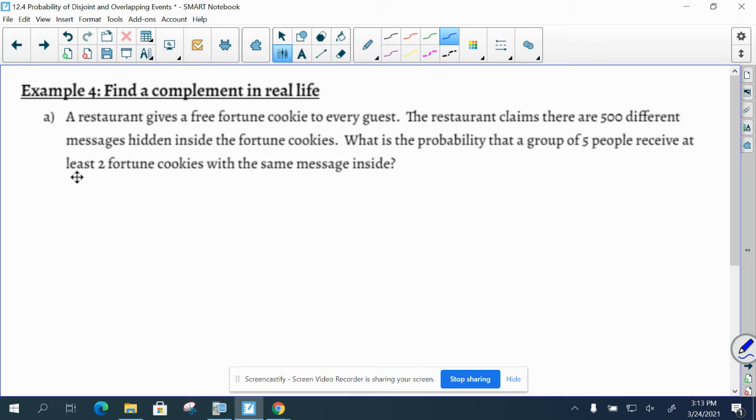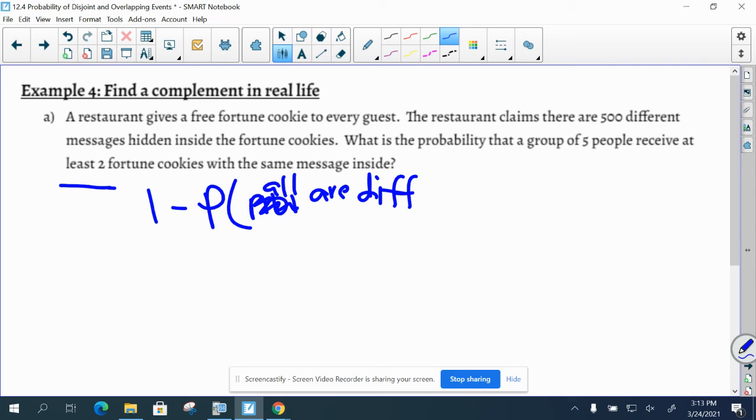So remember what I said about at least 2. So instead of doing at least 2, we're going to do the complement, 1 minus the probability of none, or that nobody receives the same message. So we'll say all are different. Because that's going to be easier to find.